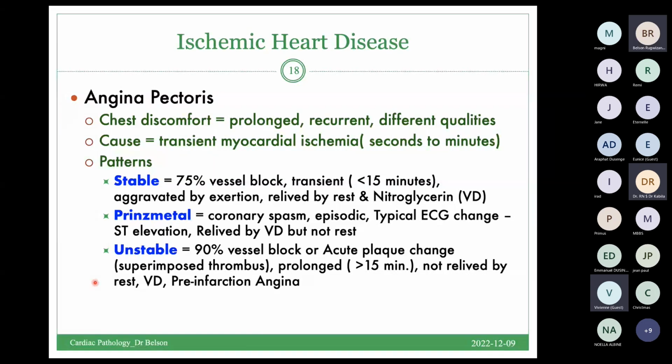So the angina pectoris itself can be stable, transmittal, or unstable. It is stable if there is blockage of the vessel caliber at 75%, and usually this angina pectoris will be transient, less than 15 minutes, but it can be aggravated by exercise and relieved by rest and nitroglycerin. This is a vasodilator, VD.